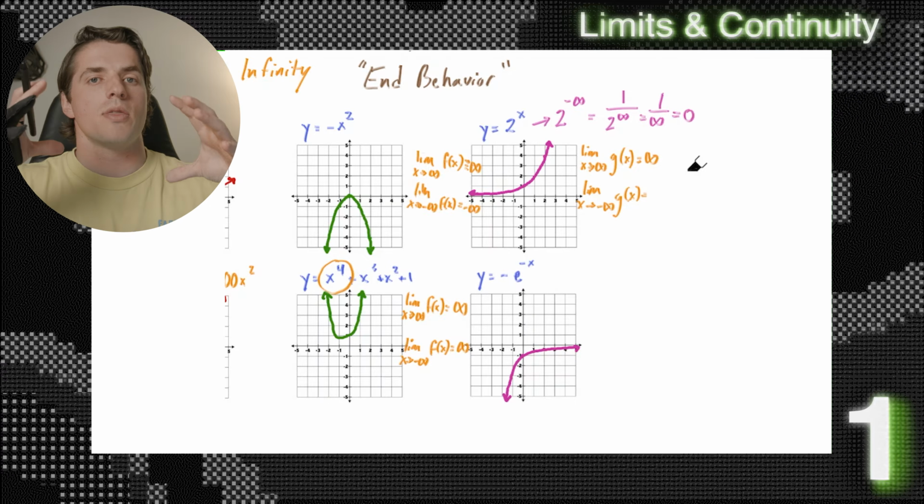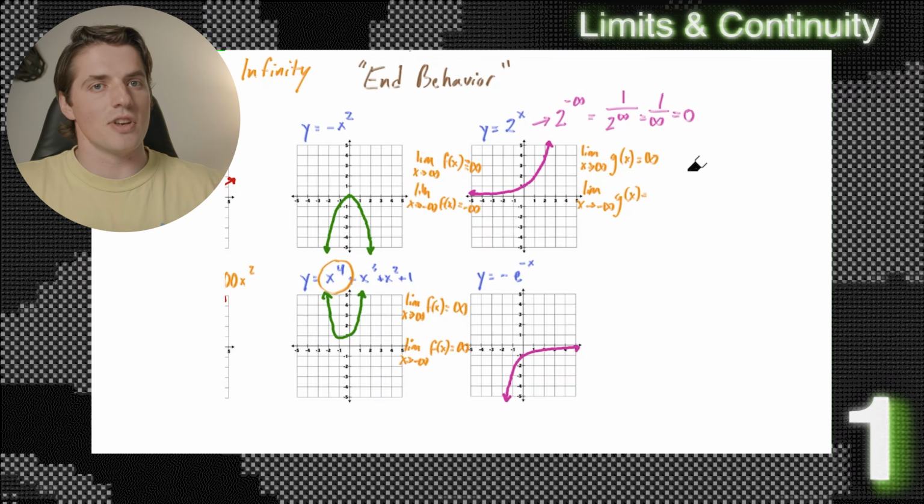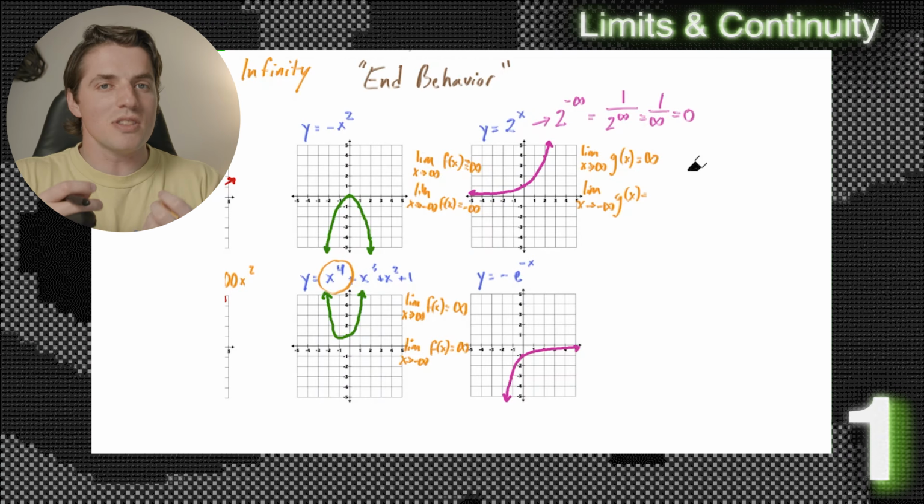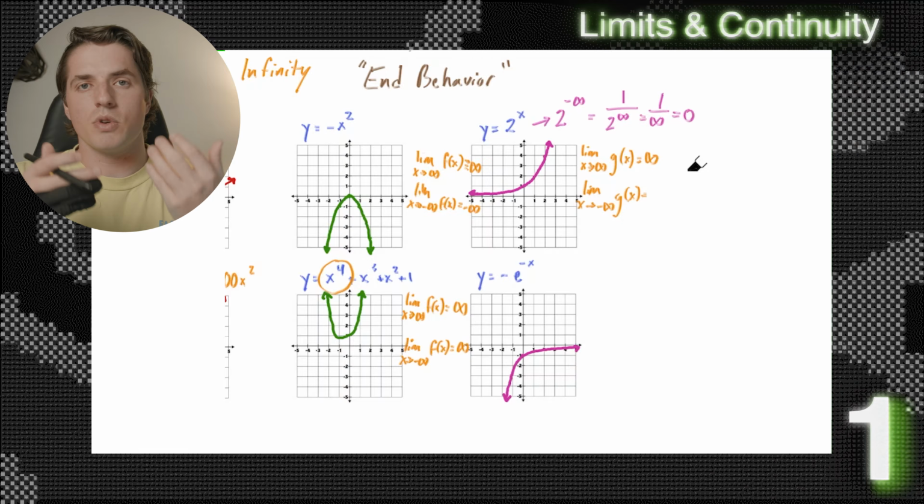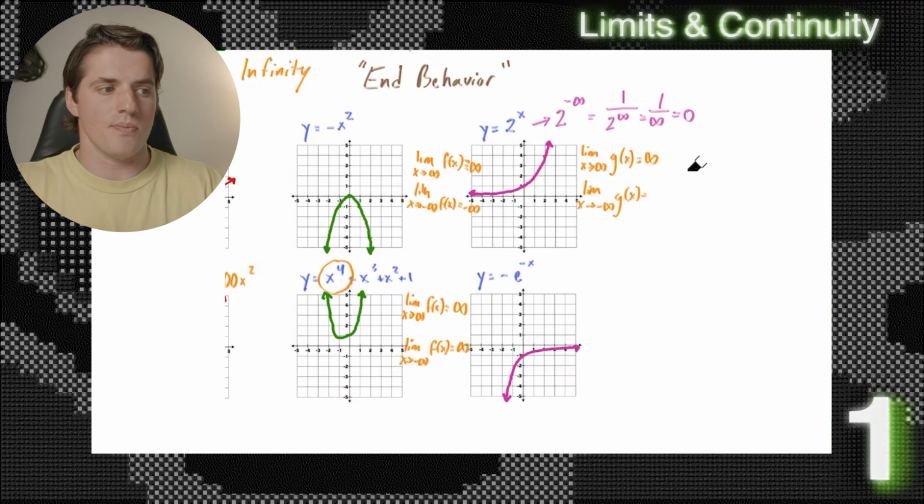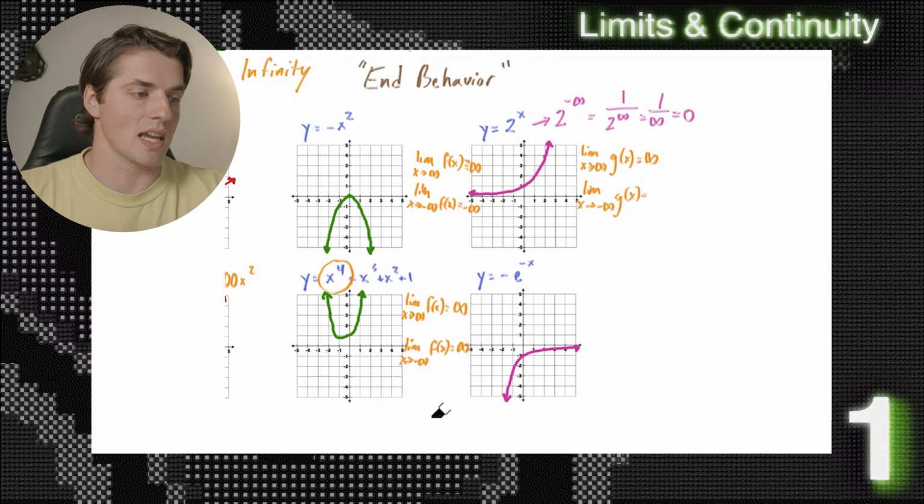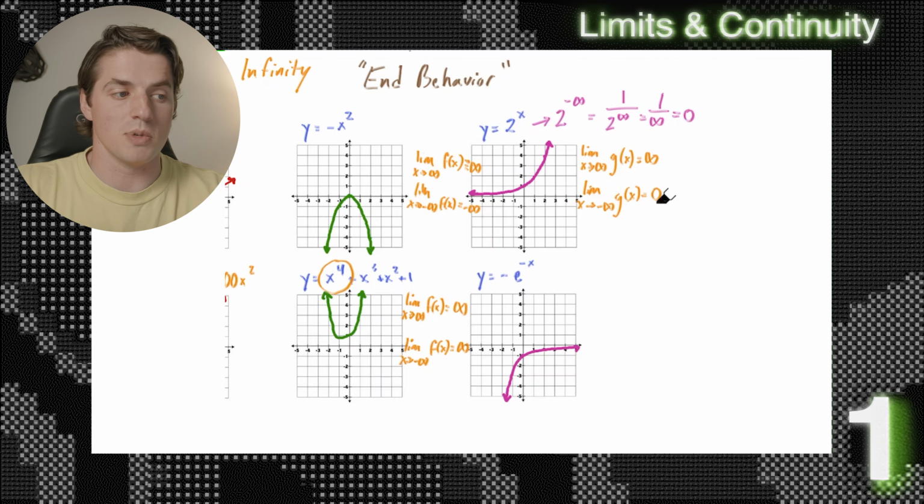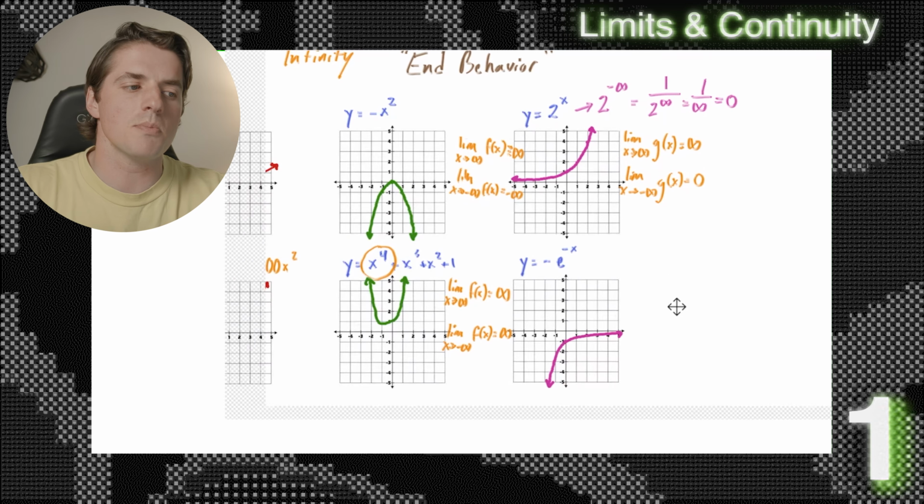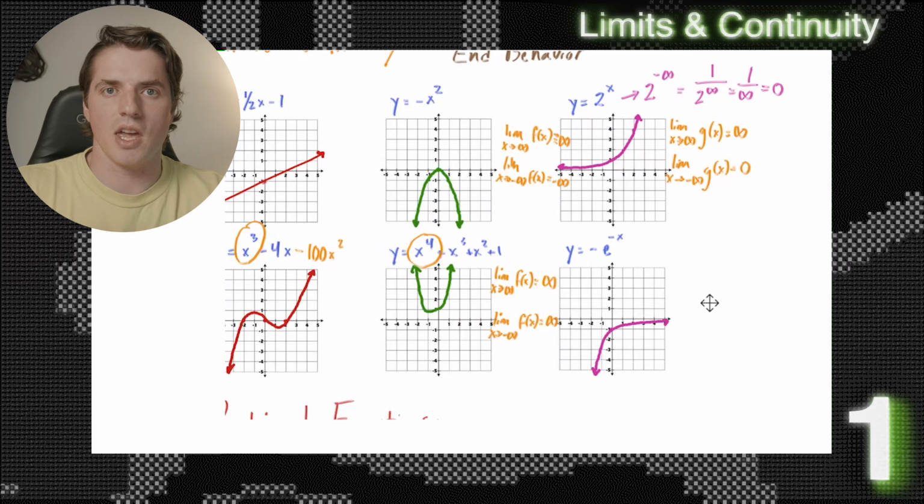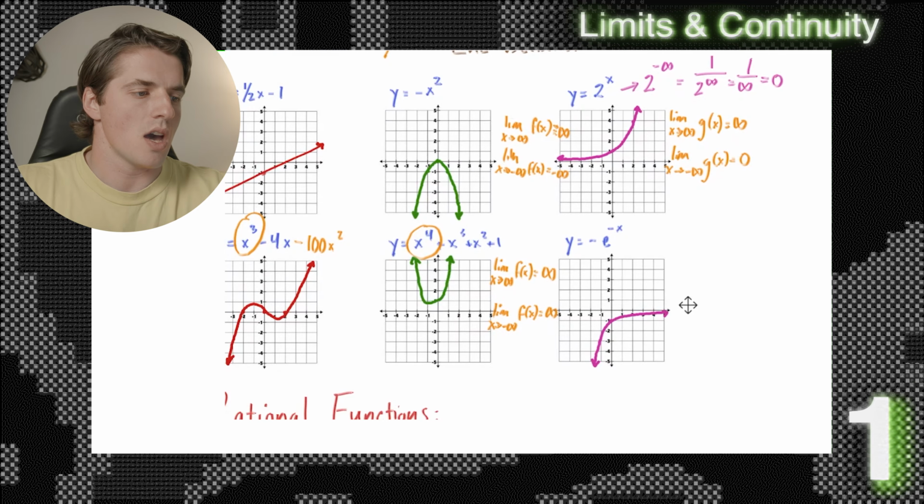When we take one thing and divide it into an infinite amount of pieces, those pieces are so small that we just consider them to be equal to 0. So the limit as x goes to negative infinity here would just be 0. So that's something to be conscious of with the exponential functions.